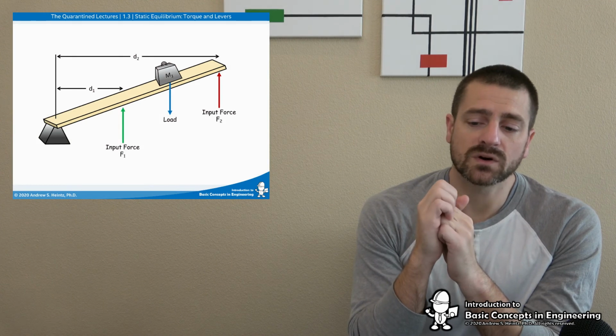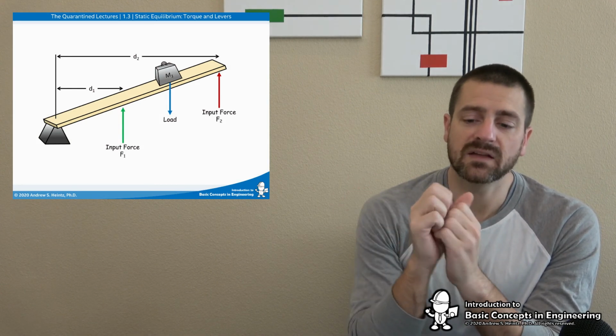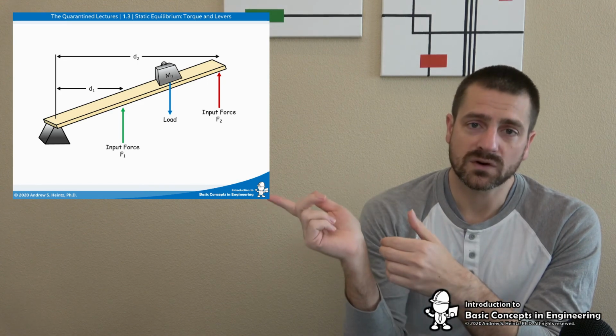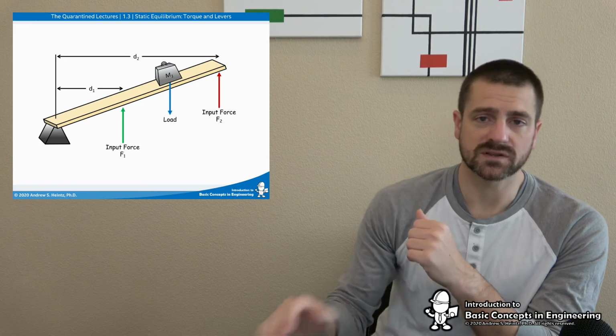All right, now next, let's just go ahead and do a quick review of what we talked about, right? So if we were to look at this example here, we have an input force at D1, an input force F2 on the outside, and then the load in the middle. The input force F1 would have to be much higher than the input force F2 because F2 is on the outside. All right, so that's pretty much it for torque and levers.